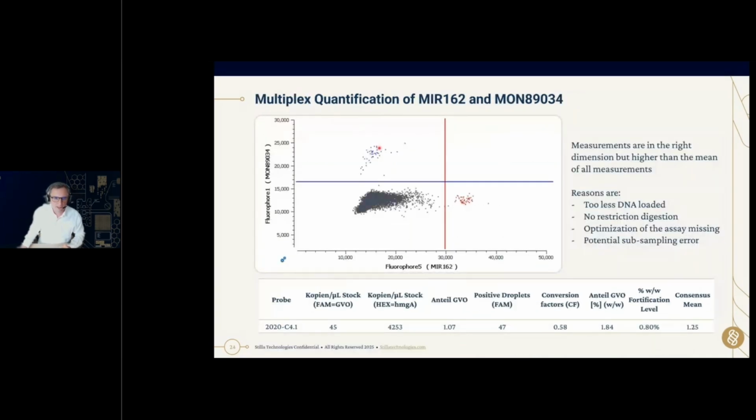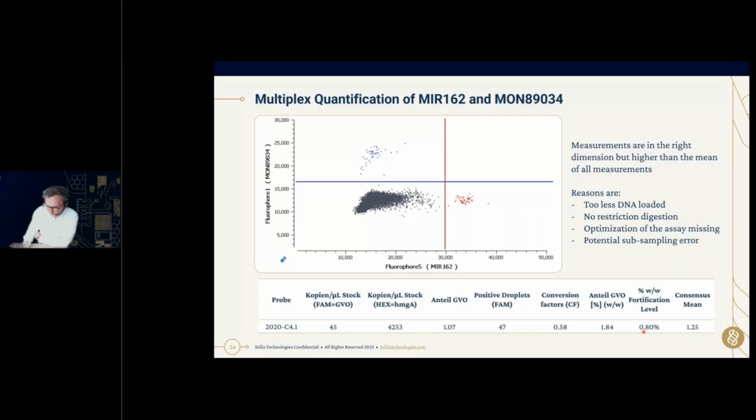Another example is the quantification in multiplex for MIR 162 and MON 89034. So here we have 2 quantification events of 2 different GMs. We have visualized that in a 2D plot, and we see here the sample name again. We see, unfortunately in German, the GM content for FAM and the reference for the HEX, and the total amount for the GMO. And here we see how much we got as a total GMO content. So it's 1.84, and the consensus mean was here 1.25. We say it was expected 0.8. So we see that here we are a bit off.